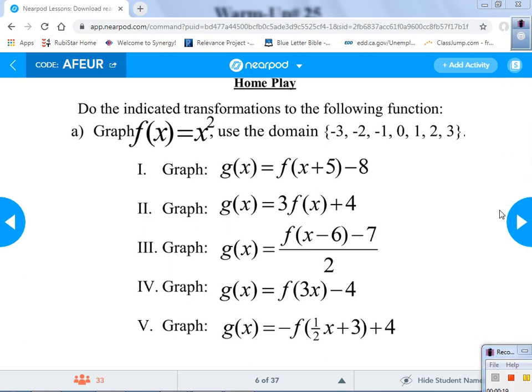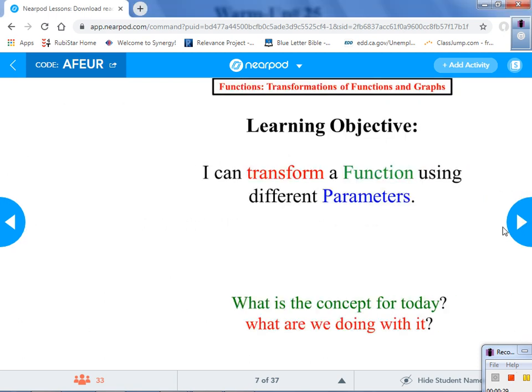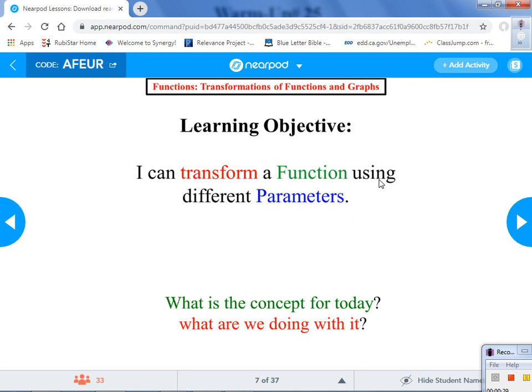So, let's get started. And I'm going to elaborate on some of these with an activity that we're going to do right now. But before that, let's get started with our objective. I can transform a function using different parameters. Once again, I can transform a function using different parameters.